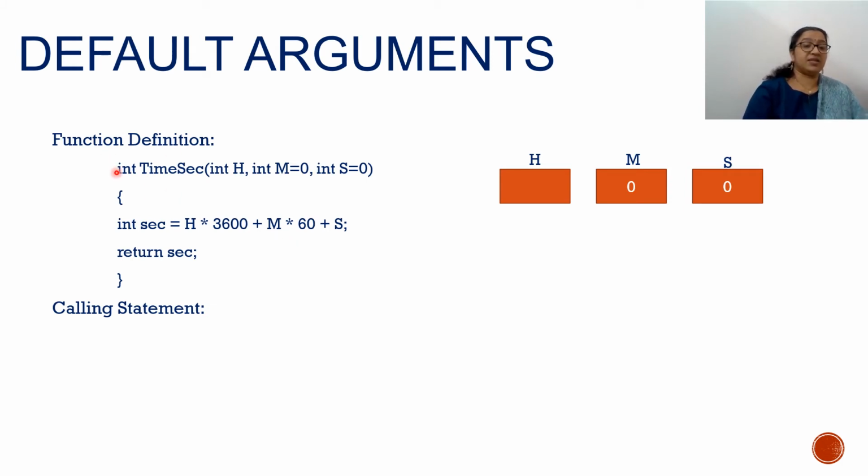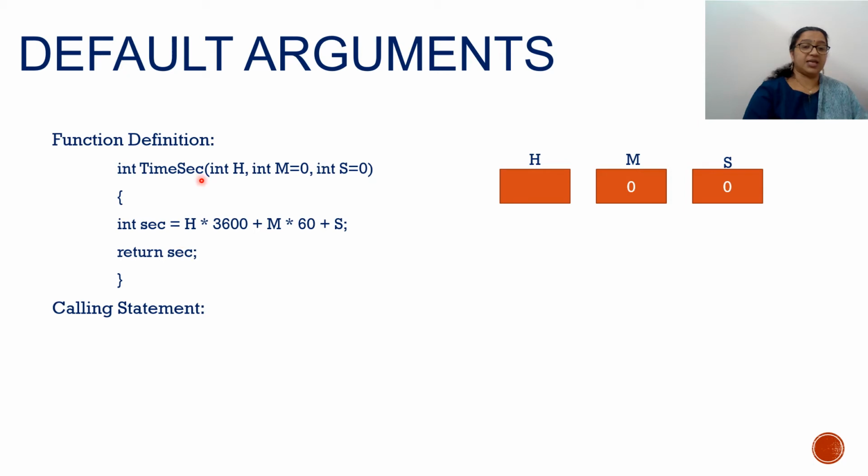So here see the difference. We are setting the default value in the function header of the function definition. Here we are not using a function prototype. Now see the logic of how we can find it. Int second is one variable declared for assigning it. H into 3600 means we are converting hours into seconds. Then minute into 60 means minutes converted into seconds. Then S is already in seconds. So we add all the seconds and return the second to the calling place. Clear? So this is the definition.